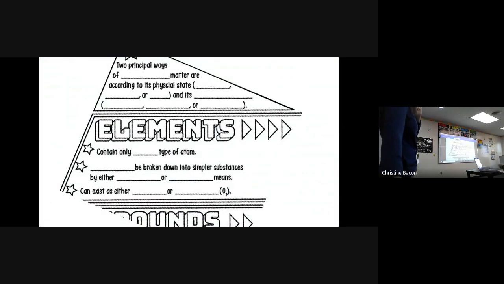Okay. So two principal ways of classifying matter are according to its physical state, whether it's a solid, a liquid, or a gas, and its composition, whether it's an element, a compound, or a mixture. So you could have a liquid element, you could have a gas mixture, you could have a solid compound.